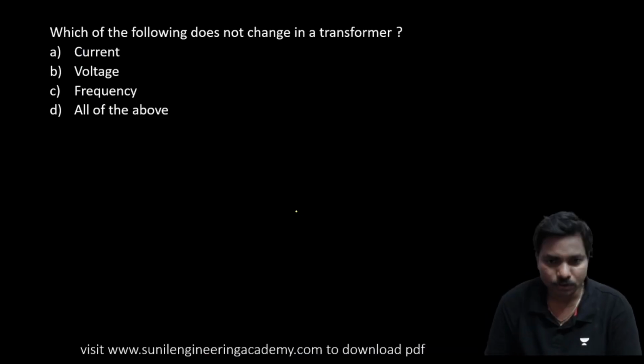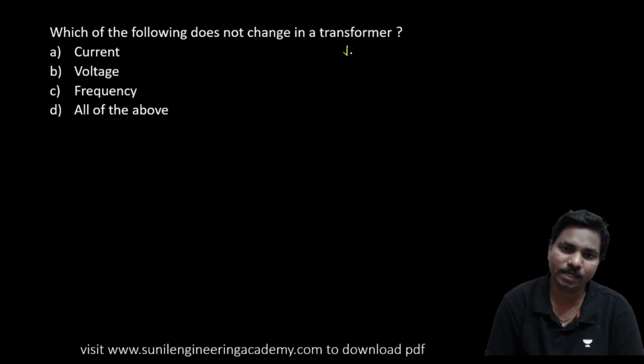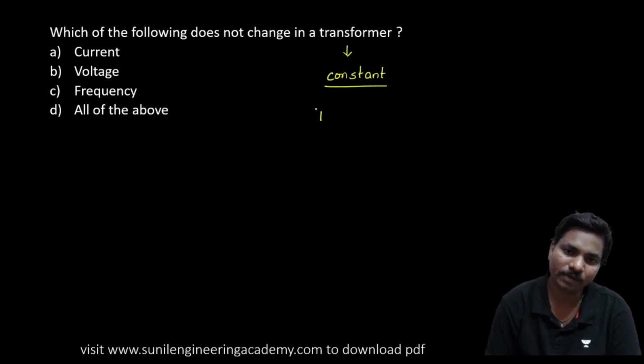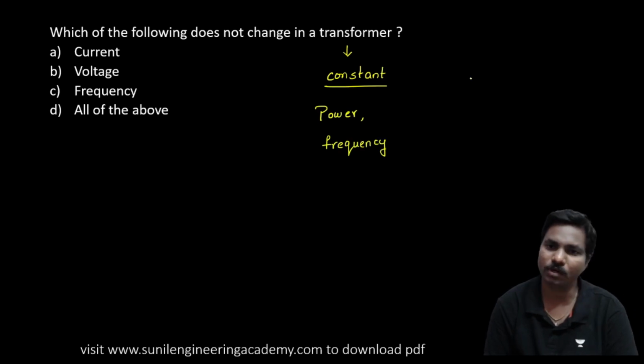Let us take the first question, guys. Which of the following does not change in a transformer? We know very well transformer is a static device in which the constant quantities are power and frequency. Power and frequency are constant terms. What are the variable?